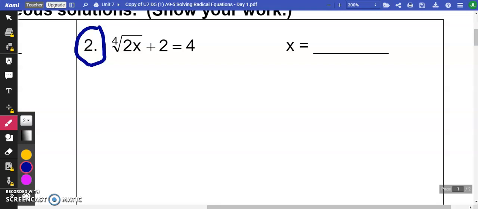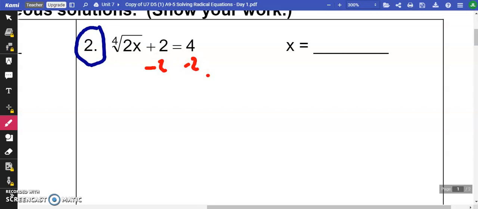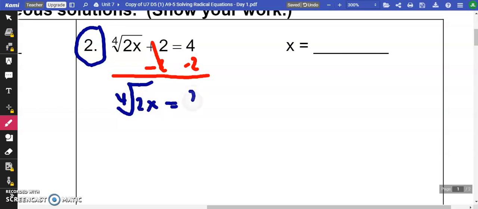And so when we see the example that we're looking at here, we notice that the 2 on the end is not underneath that radical sign. So we know that that's what we want to get rid of first. So we'll go ahead and start things off by subtracting 2 on both sides. So that'll give us the fourth root of 2x equal to 2.